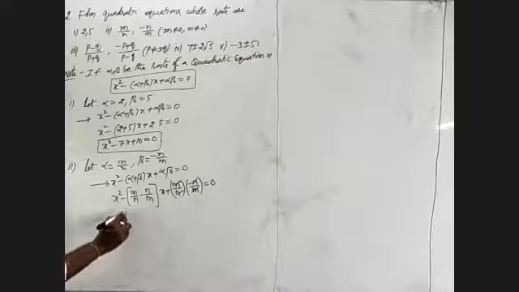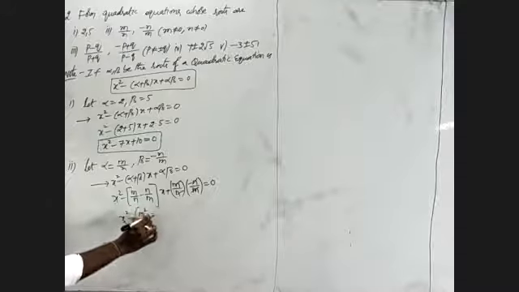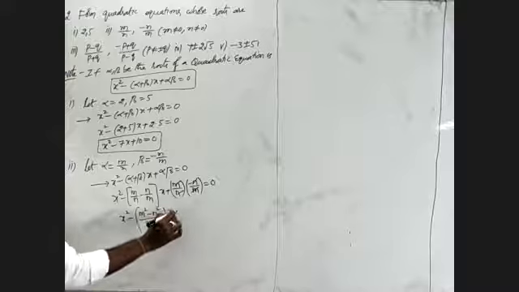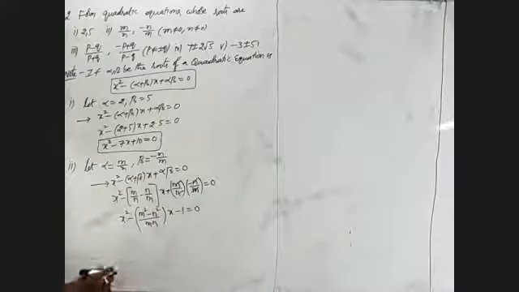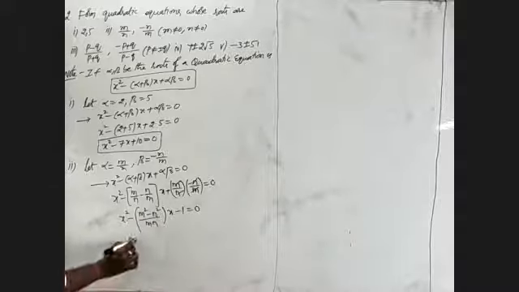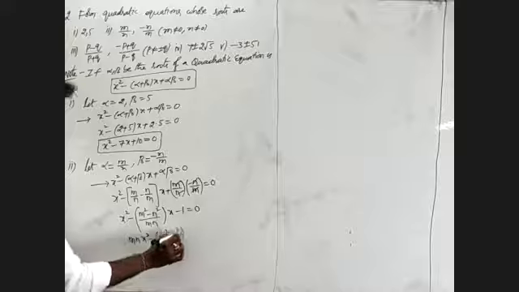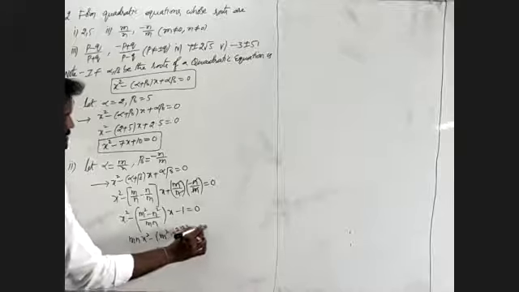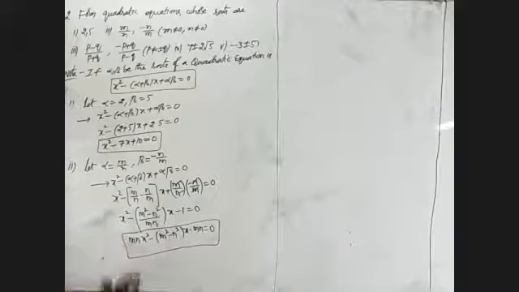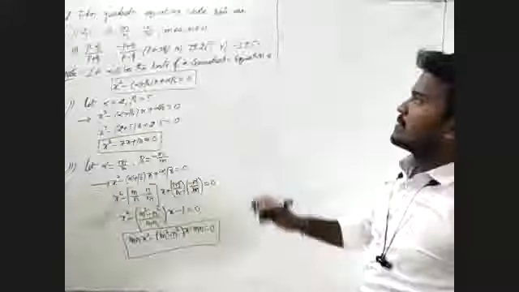Remaining, I will write x square minus m into m will become m square, n into n will become n square, by the denominator mn, into x minus 1 equal to 0. I will take mn common: remaining, we have to write mn x square minus m square minus n square into x minus mn is equal to 0. This is the quadratic equation. Now I am going to the third one.